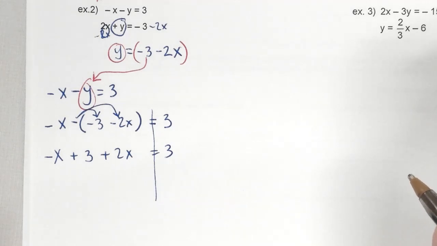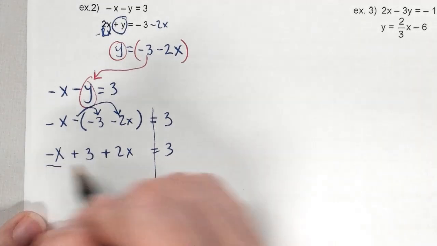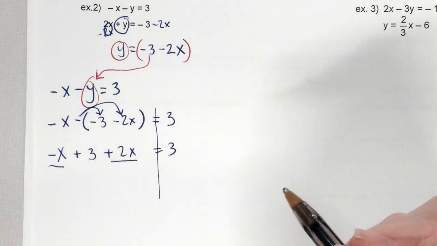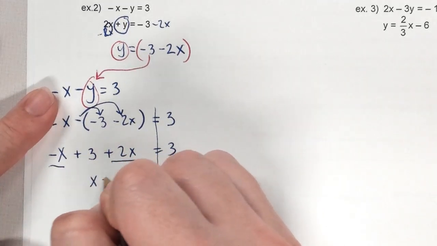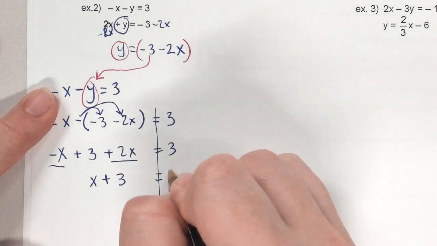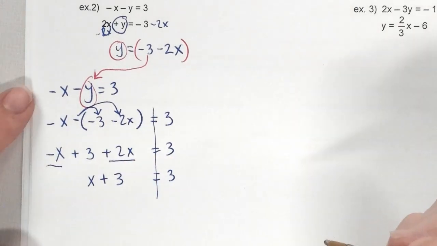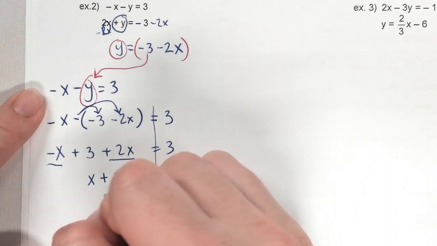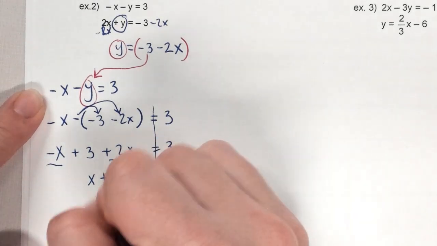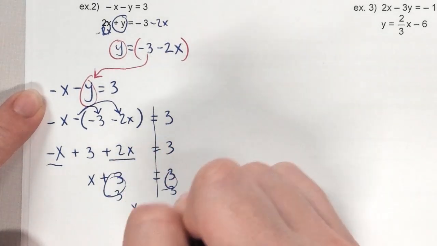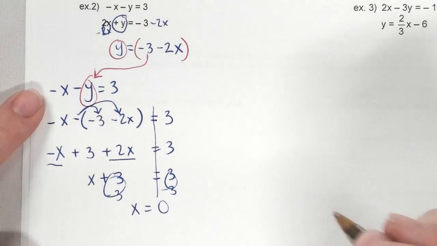Now what? What's negative x plus 2x? x. Bring down my plus 3 equals 3. Now what? Subtract 3 on both sides. And I get x equals 0. That's okay because 0 is a number.